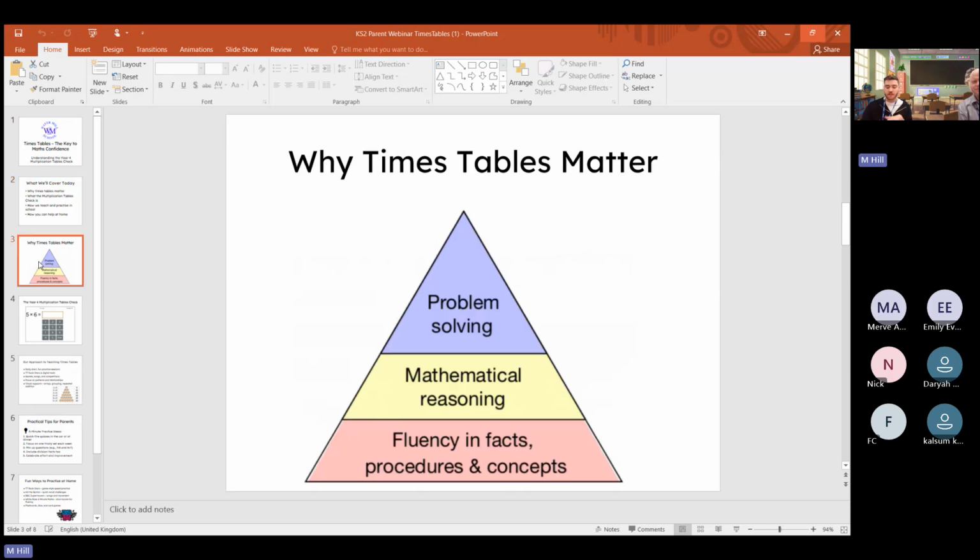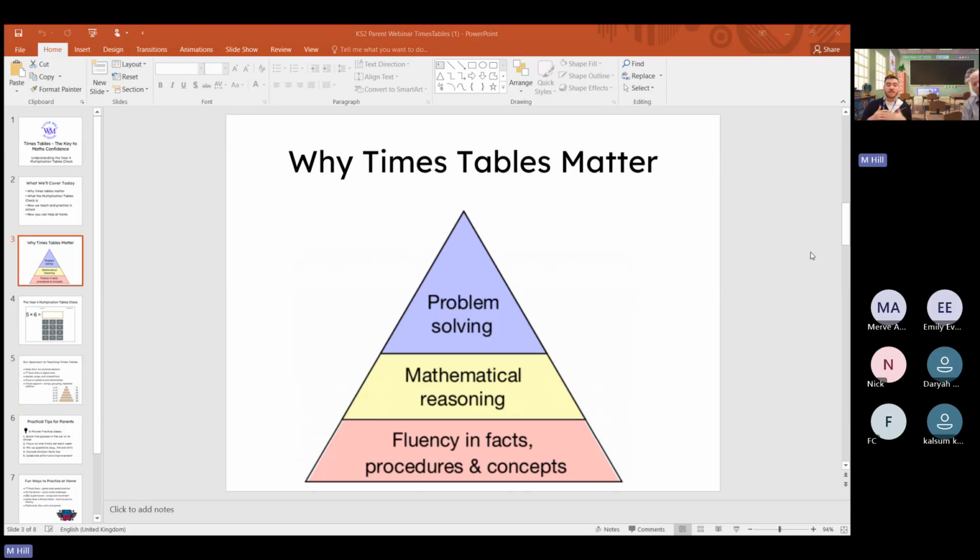I think it's really important to say why times tables matter and why the government decided to bring in the check a few years ago now. Times tables are the foundation for so much of what children do in maths. Once children know them fluently, it frees up their brain to focus on more complex ideas. If you have a look at the pyramid on the screen, the children need that fluency in facts, procedures and concepts before they can reason, before they can problem solve.